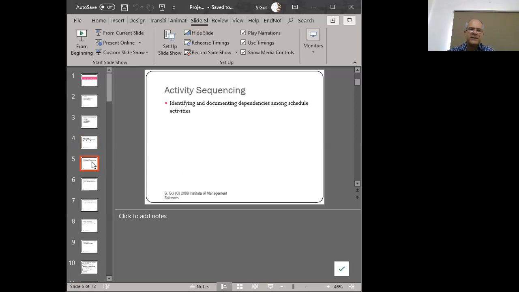Now, activity sequencing, as I said before, is simply concerned with identifying and documenting the dependencies that exist, right? Meaning, what is dependent upon what? What precedes something? We're normally not very concerned about what succeeds a particular activity. We're more concerned about what precedes it, right? So in that way, we're thinking about what the inputs are. Where are my inputs? Who is producing my input? Who is approving my input? When do I get my input so that I can begin my next step, right?